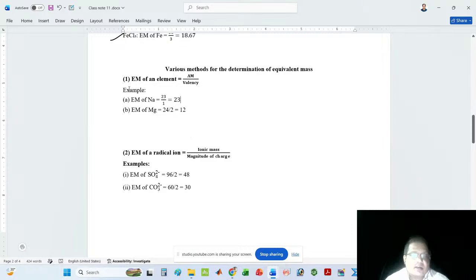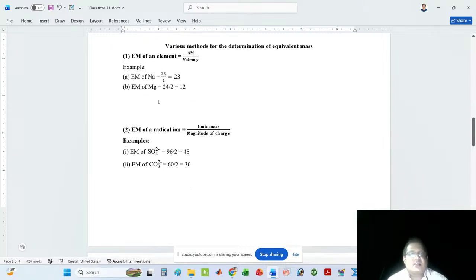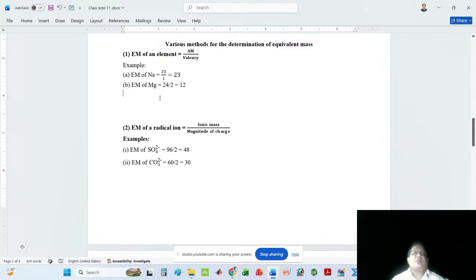Similarly, think about magnesium. Look at that. Equivalent mass of magnesium is equal to 24 divided by 2, which is equal to 12. Here 24 is the atomic mass of magnesium, 2 is the valency. Like that, you can find the equivalent mass of any element where the atomic mass and valency are given.